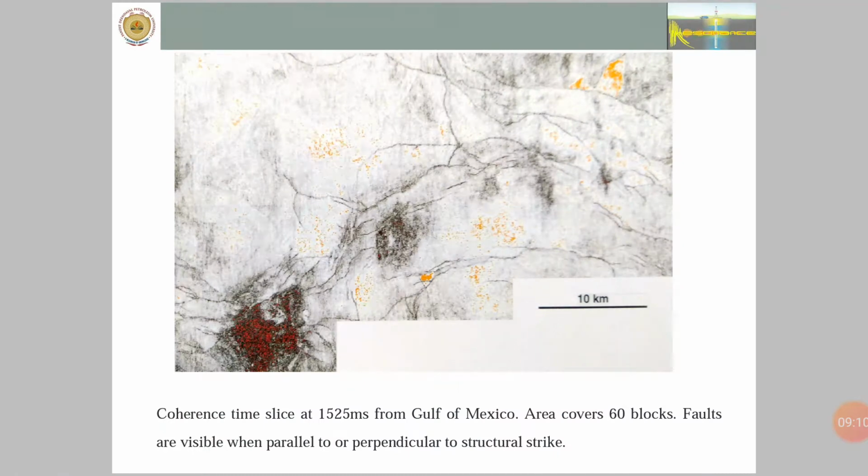Now, the next slide talks about the coherence time slice. Coherence is a class of attribute that shows the similarities between neighboring waveforms or traces. Trace study is very important, and we have talked in the previous lecture that the shape of the trace is also a useful attribute for understanding how the neighboring trace is similar or dissimilar to the trace of study.